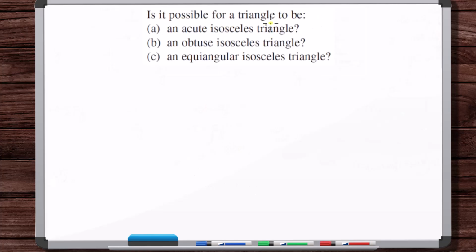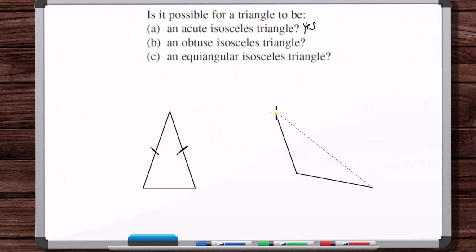Is it possible for a triangle to be an acute isosceles triangle? Yes. That's the kind we've been looking at primarily. An acute triangle is when all the angles are acute angles. Well, look, all these are acute. That's isosceles, so yes. What about obtuse? Yes, you could have something like this, where those are the same side length. There's the obtuse angle, and those are congruent, so yes.